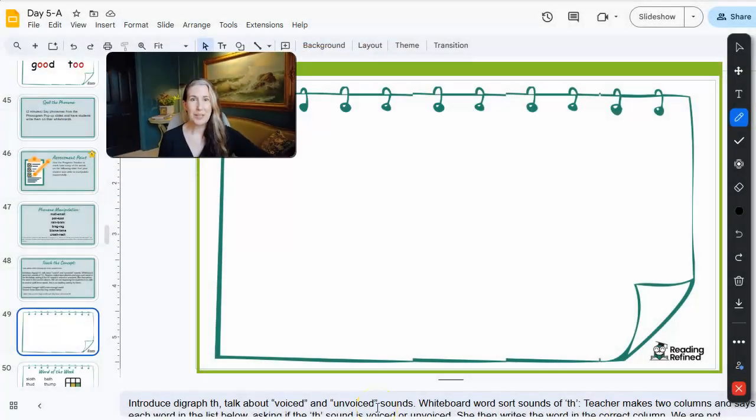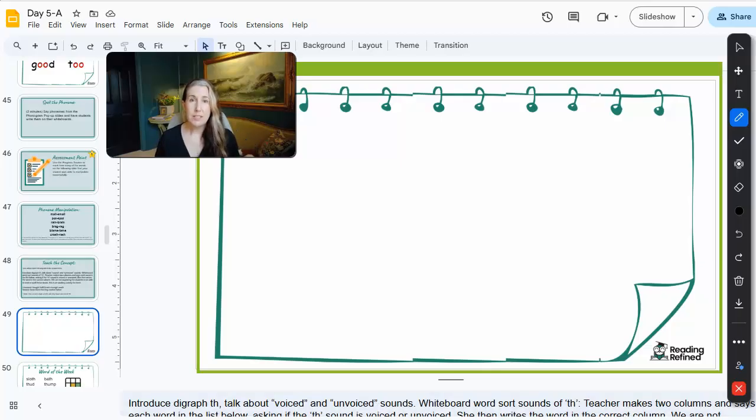For lesson 5, we're going to continue the conversation about digraphs, but this time with a little bit of a twist. So I'm going to open my screen so I can share, and here we are. Okay, so for this lesson, we are talking about the digraph TH.